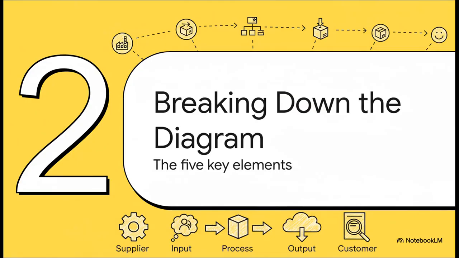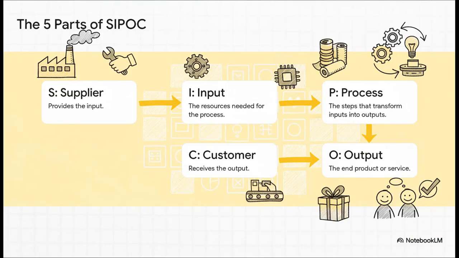Okay, so let's break this thing down. What actually makes up the diagram? The name itself, SIPOC, is actually an acronym for the 5 key pieces we need to understand. So let's just walk right through them. It starts with a supplier who provides the input. That input then gets transformed by the process, and that process creates an output which is ultimately received by the customer. Supplier, input, process, output, customer. Simple, right? That's the entire flow.